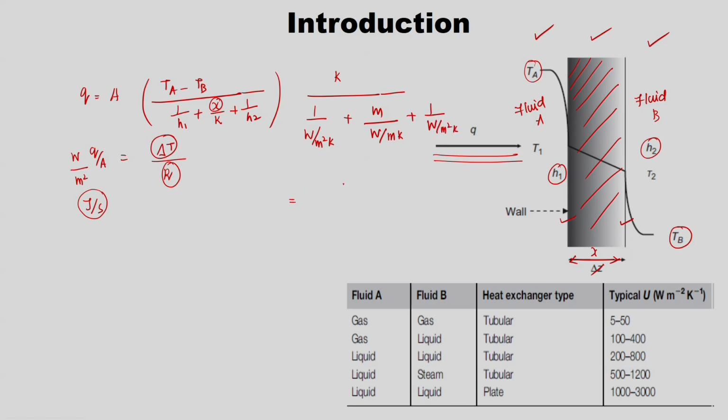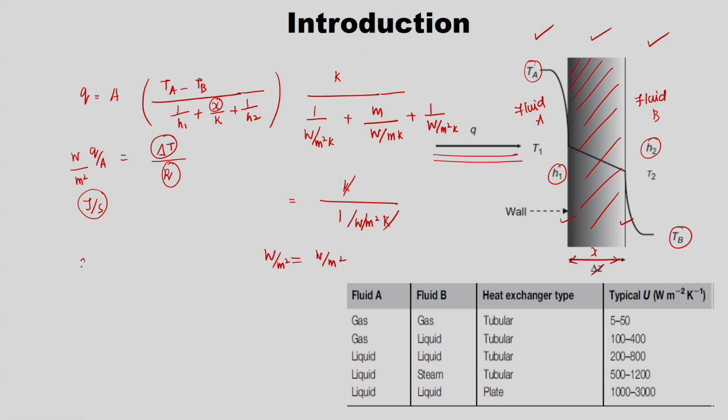Which is nothing but k upon 1 upon, if the meter comes here, it is 1 upon meter. So this also is 1 upon watt per meter square Kelvin. So this goes above, and k gets cancelled. So this also will become watt per meter square as far as the unit is concerned.